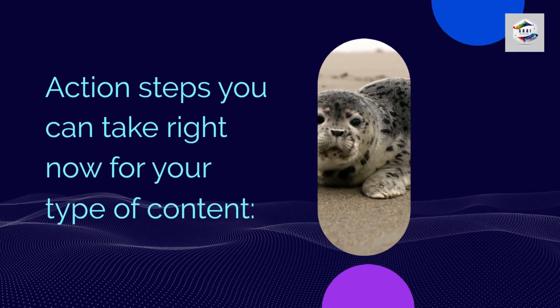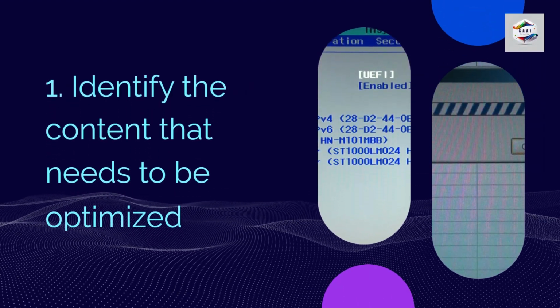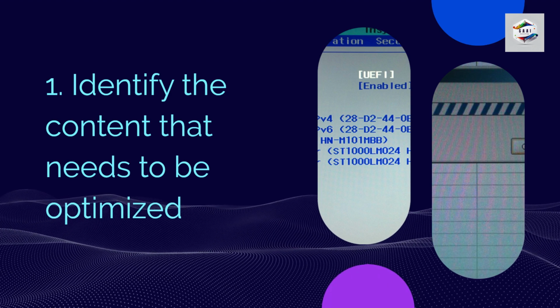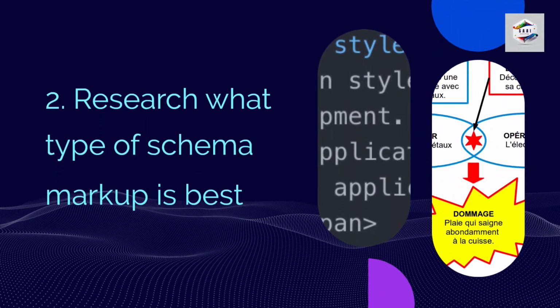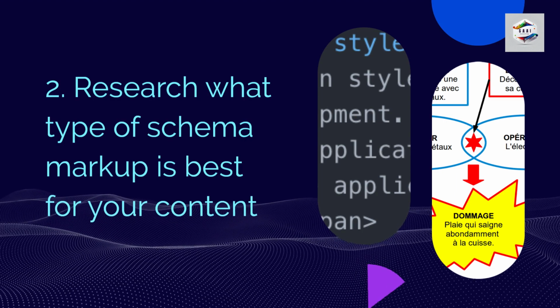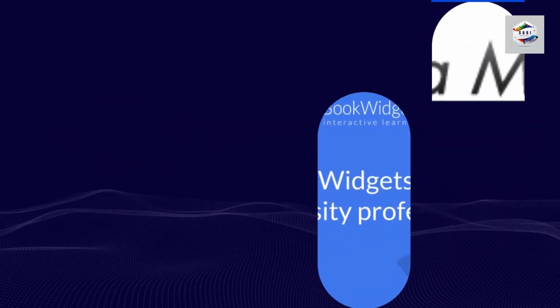Action steps you can take right now for your type of content. 1. Identify the content that needs to be optimized. 2. Research what type of Schema Markup is best for your content.